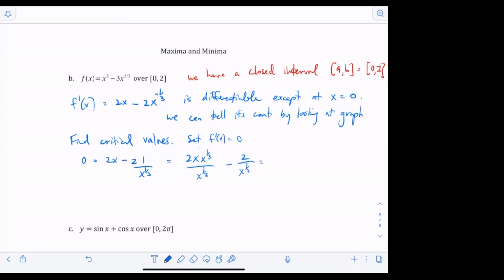And then when I combine these, I get 2x to the 4/3 minus 2 over x to the 1/3 power. Okay. So this allows, I can factor out a common factor 2 here, right? I have a 2 and I have a 2 here. So I can factor out the 2. So I get 2 times x to the 4/3 minus 1 over x to the 1/3.